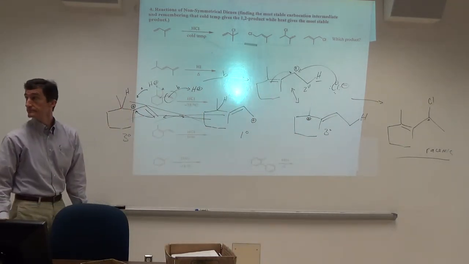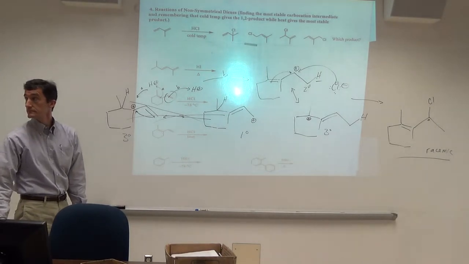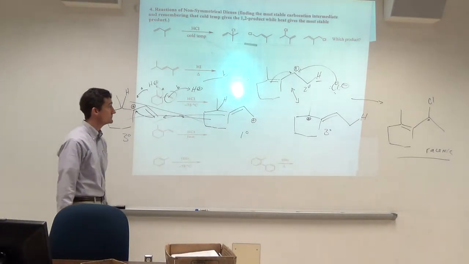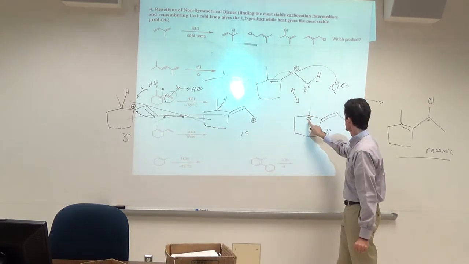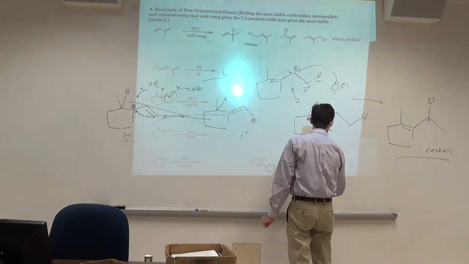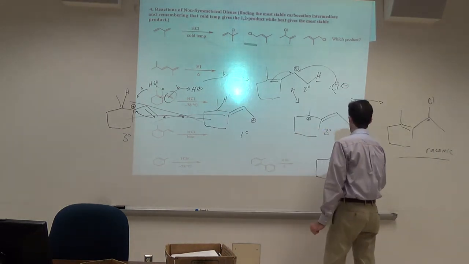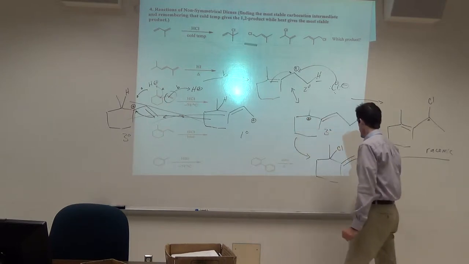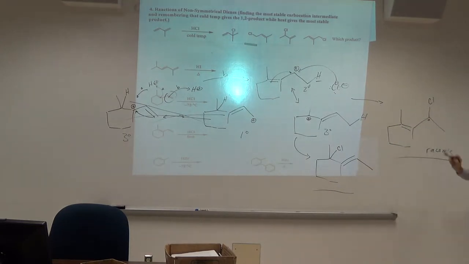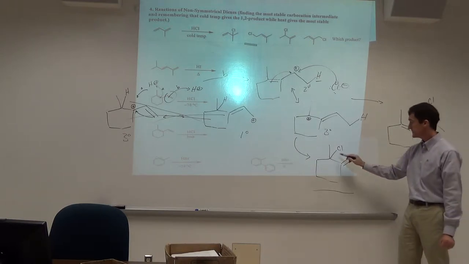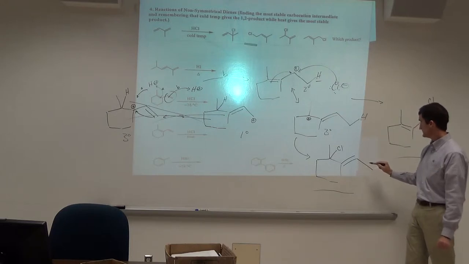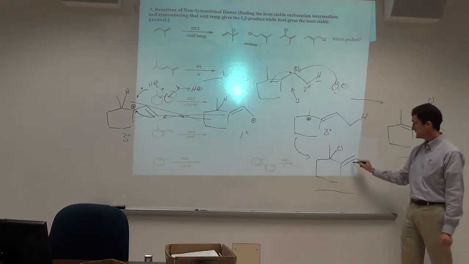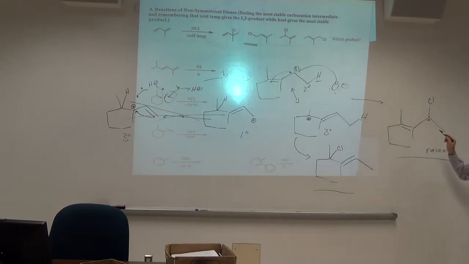The chlorine would attack the carbocation at the tertiary. Chlorine here? Why would you say that product? That's the most stable? Right here? Why are you saying that's more stable than this? Tertiary. What's tertiary? The carbocation. There's no carbocation here. We judge these by the alkenes. This is a trisubstituted alkene. This is a tetrasubstituted alkene. Which alkene is more stable? Tetrasubstituted, right?